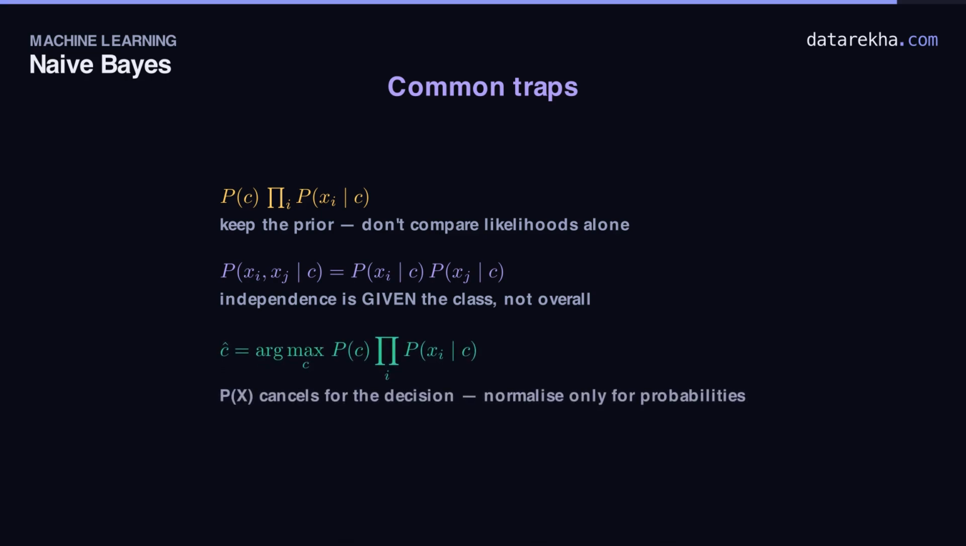Trap 3. Fussing over the denominator. For the decision, the evidence P of x cancels. Compare numerators. You only need it when you want an actual probability. And trap 4. The two that break real code. A zero likelihood kills the product. So smooth it with add-one. And thousands of tiny factors underflow. So add logarithms instead of multiplying. One last caution. Even when the winner is right, the raw probabilities can be poorly calibrated. Trust the ranking more than the number.